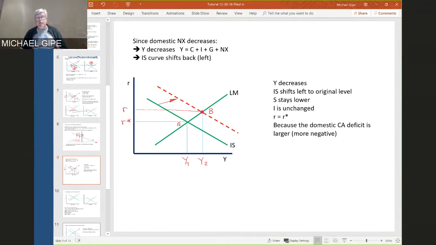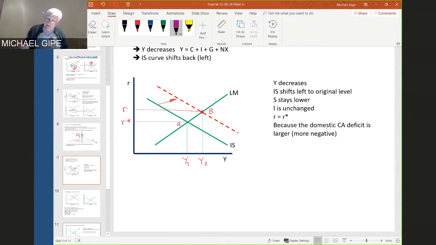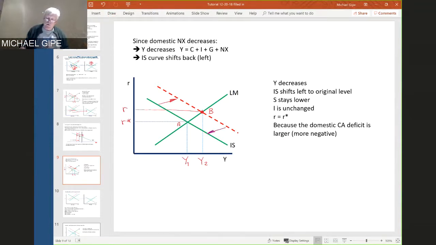But since the domestic net exports decrease and Y decreases, everything gets pulled back. So the IS curve shifts right back left. And so we'll move back to where it originally started, and we're back to the original real world interest rate and the original Y value.